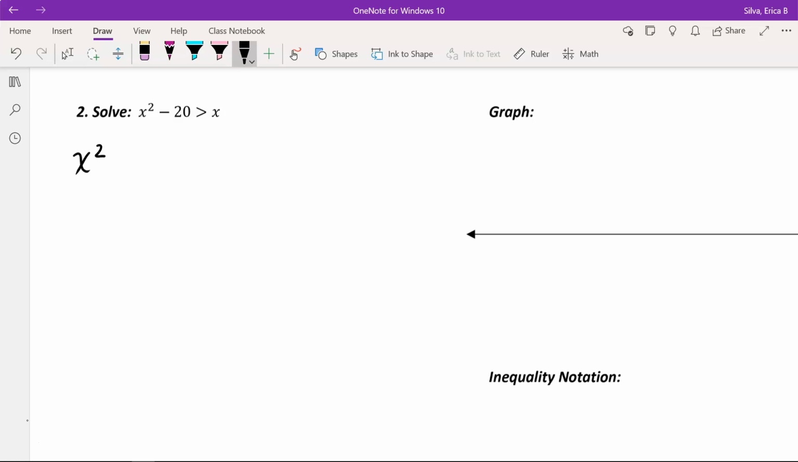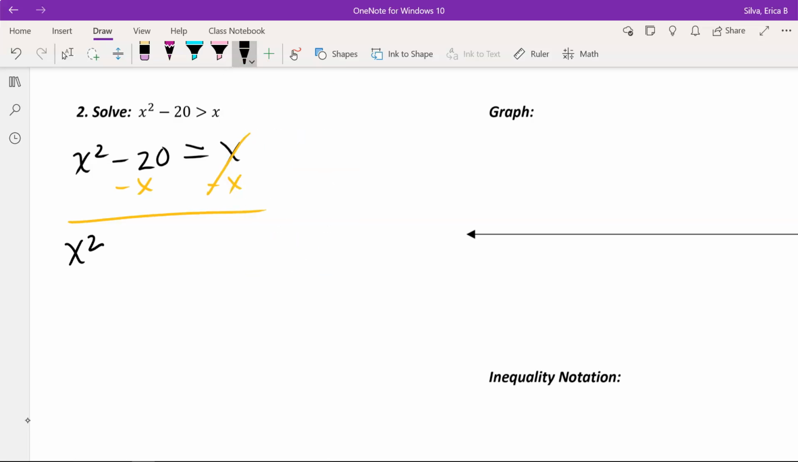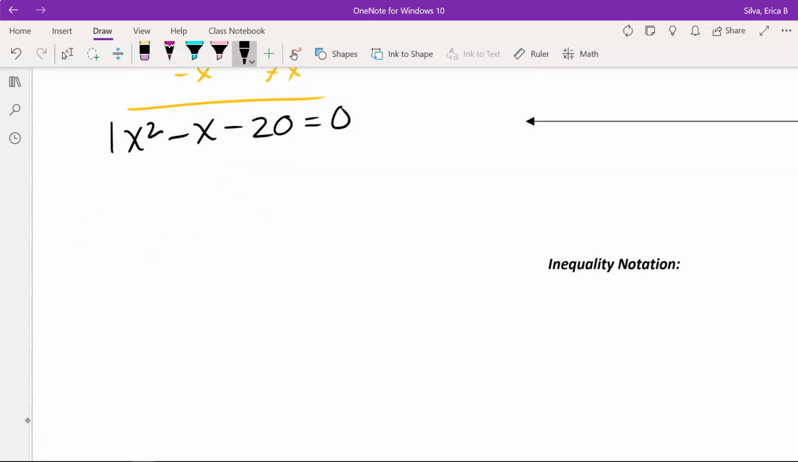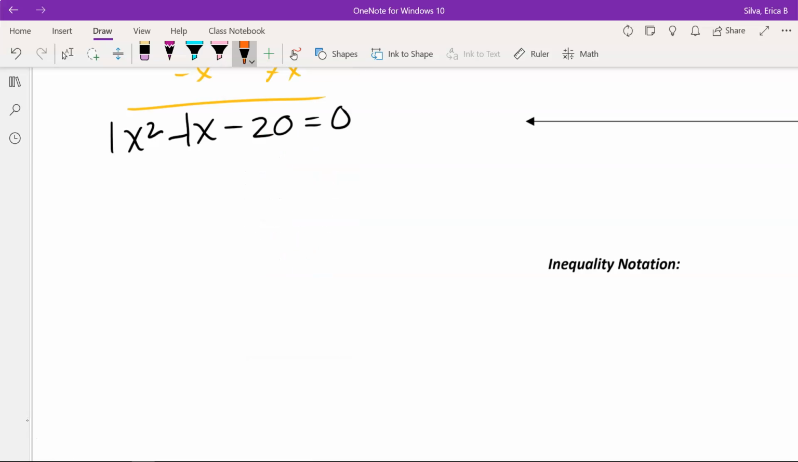For the next one, we're going to rewrite the inequality as an equation, so x squared minus 20 equals x. And we want to make it equal to 0, so we're going to subtract x from both sides. And we get x squared, and because x comes next, I'm going to write down that minus x, and then minus 20 equals 0. I'm going to use factored form again, since we already practiced the quadratic formula.